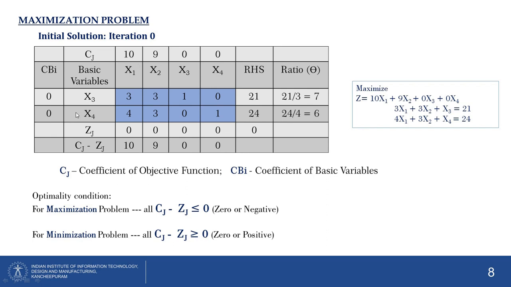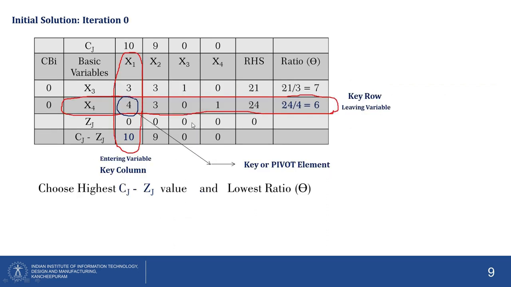Now find the key row. For finding the key row, choose the lowest ratio. So 6 is the lowest value. Choose this. So x4 is leaving, x1 is entering. x1 should enter here, x4 leaves. Go to the next. So this is the key row, this is the key element. This is the entering variable, this is the leaving variable. The intersection, the particular element at that point, is called the pivotal element or key element. So 4 is the pivotal element.